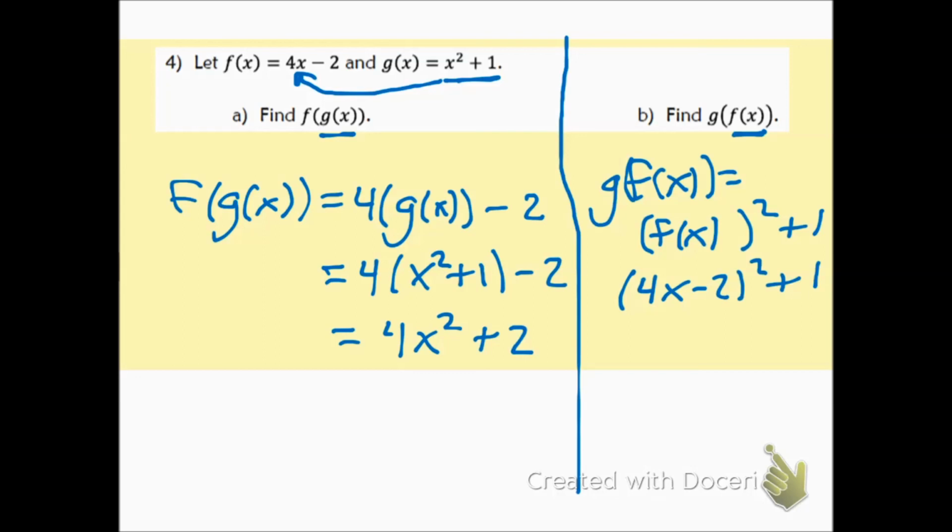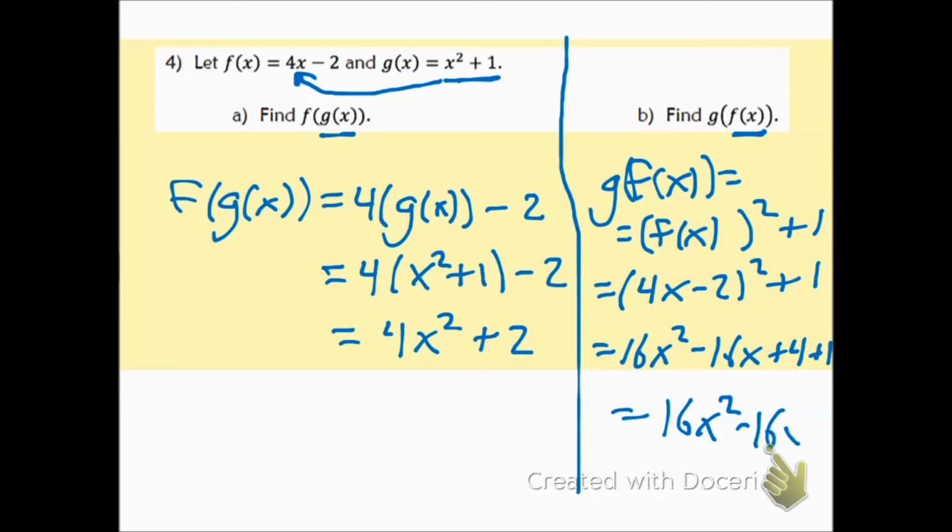If I go and expand out 4x minus 2 squared, you can go ahead and do that, but it gets me 16x squared. That's what 4x squared is. And then 2 of these products, so the product is negative 8x, 2 of those would be negative 16x. Negative 2 squared is plus 4. And then I still have that plus 1 on the end. So this, at the end of the day, is going to simplify to 16x squared minus 16x plus 5 at the end. Okay.